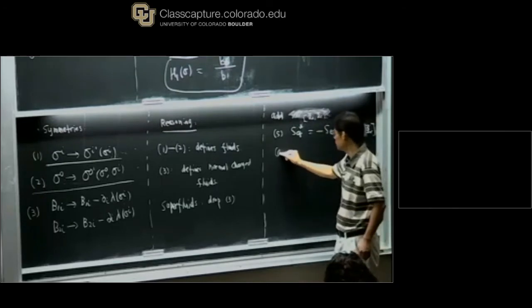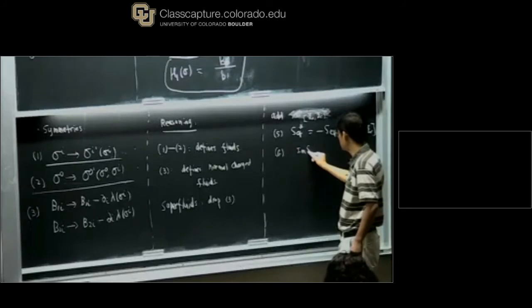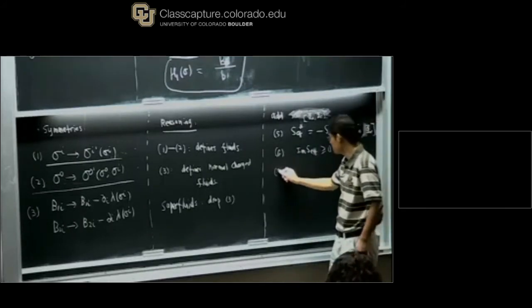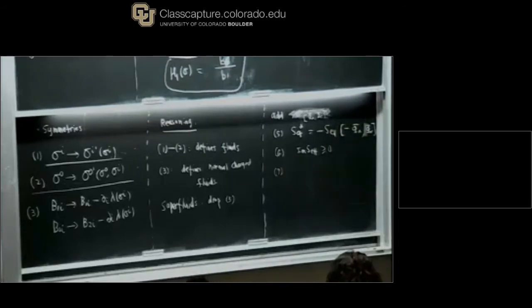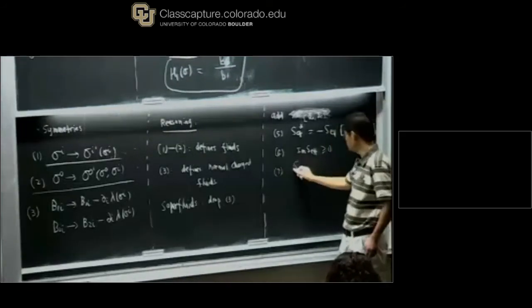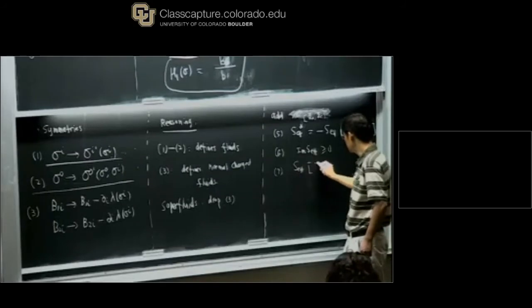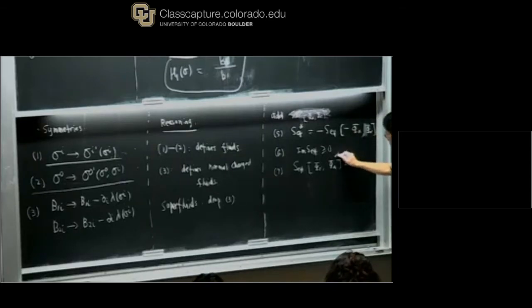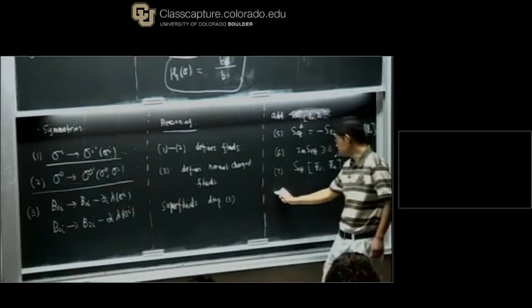And 6 is that the imaginary part of S effective should be greater than or equal to 0. And 7 says that when you set the A field to 0, it should be 0. And 8 is this dynamical KMS.